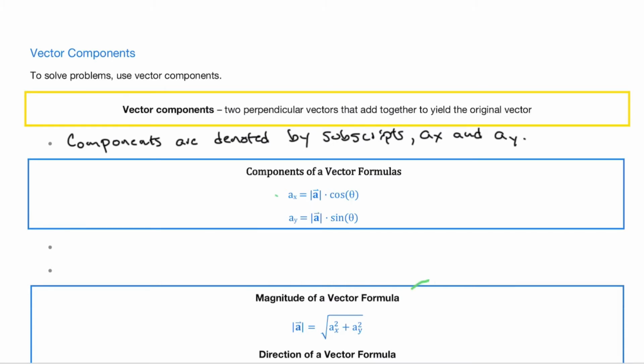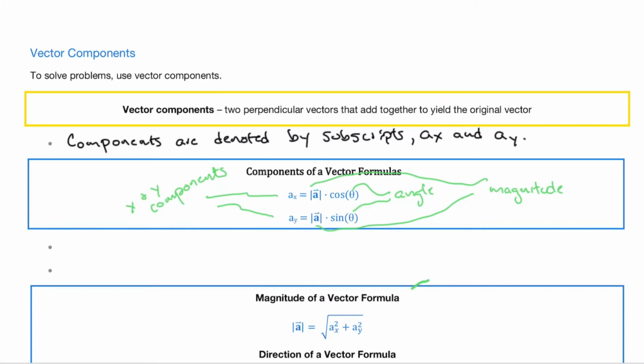And as you can see in this formula here, we can find the components of a vector, both its x and y components, using the original magnitude as well as the direction given as an angle. In this case, theta represents the angle, and we see the magnitude symbol. So what does this look like in a picture?